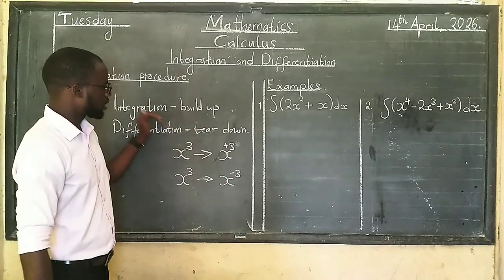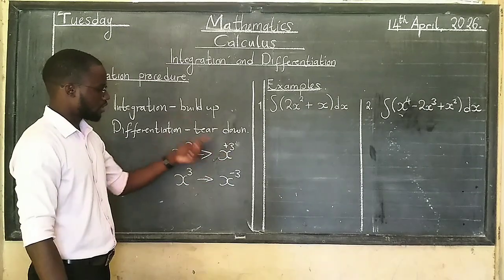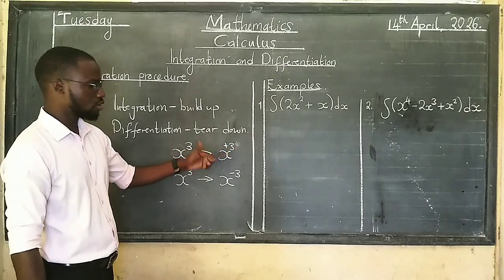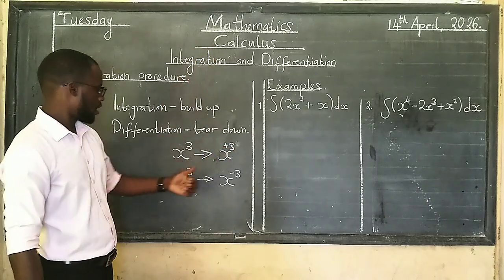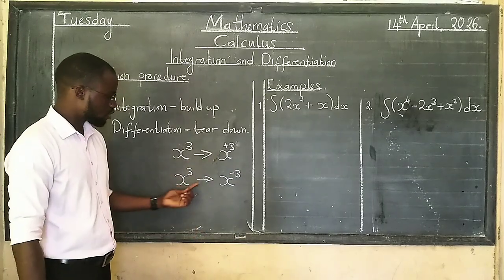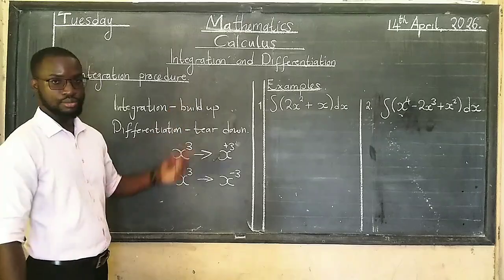So what we integrate or what we build up are the variables. So the x for integration, its power will be increasing, plus 3, meaning it will tend to 4, 5, 6, and whatnot. Then for differentiation, the power of x will be reducing. From the original 3, it will be going down. So let's get into the integration procedure now.